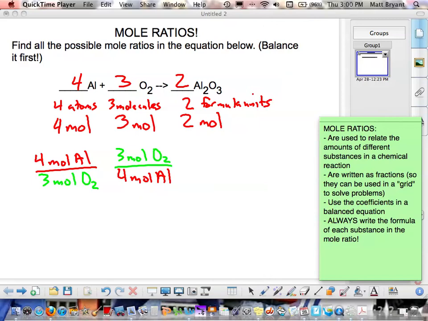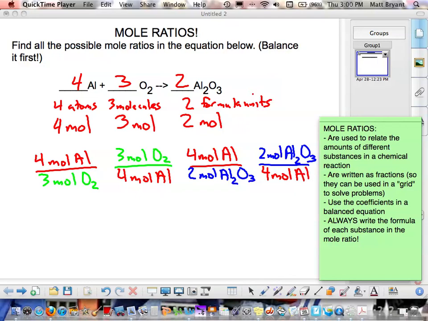Now, if we want to compare aluminum to aluminum oxide, let's say Al to Al2O3, that's also pretty easy because, again, we just use the coefficients in the balanced equation. 4 moles of aluminum on top, and let's say 2 moles of Al2O3 on the bottom. Now, if we had to make a conversion in the other direction, we would just use the other conversion factors. So we start on top with 2 moles of Al2O3, and on the bottom, we have the same 4 moles of aluminum. Notice that these numbers never change.